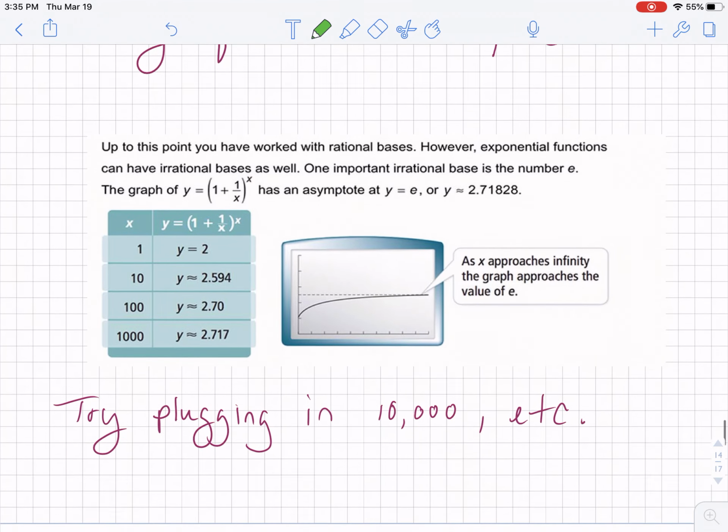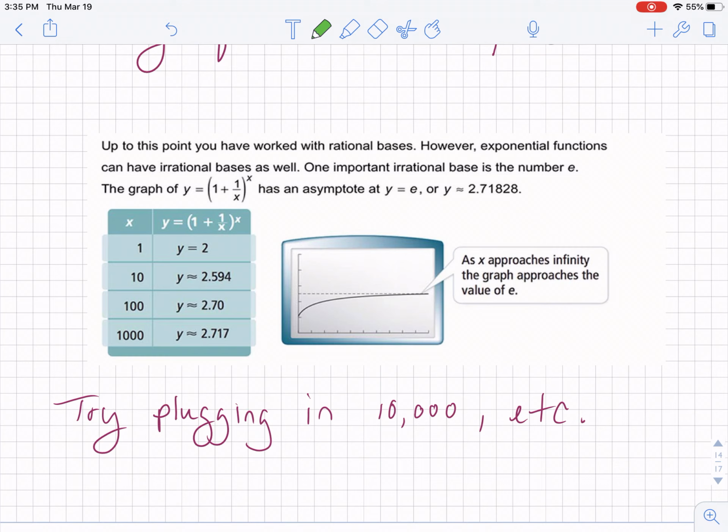So let's look at this quickly. This is not the most important thing, but I've got to show you this. If I say that x is the number of times it compounds, your n, the number of compounds per year, look what happens. If I plug in 1, I get 2 from that formula, because it would be 1 plus 1 over 1, which is 1 plus 1. That would be 2 to the 1 power, which is just 2. If I plug in 10, I get that.